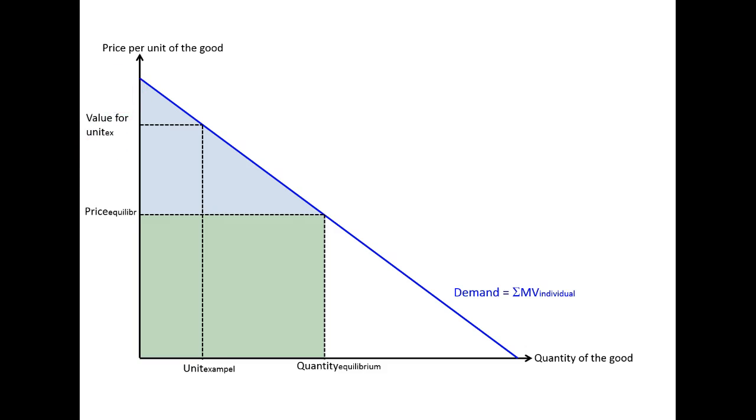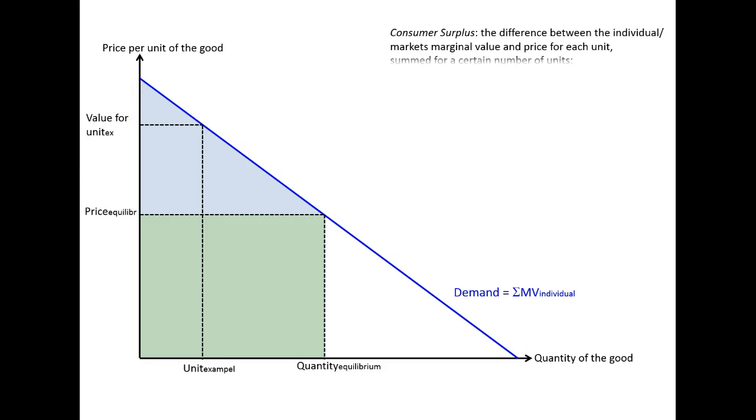So the difference here between the total willingness to pay and what we actually have to pay, that is the consumer surplus. So it is the difference between the individual's or the market's marginal value and the price for each unit, summed over a certain number of units. That's the sum of marginal value minus the price, over the quantity.